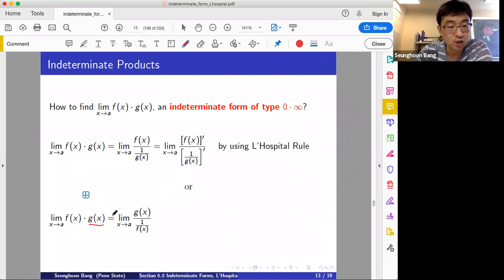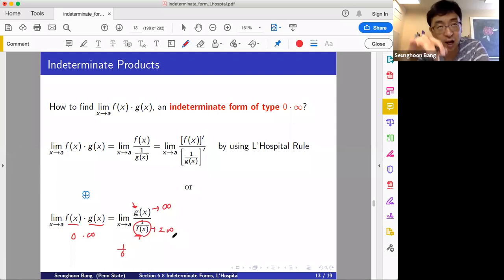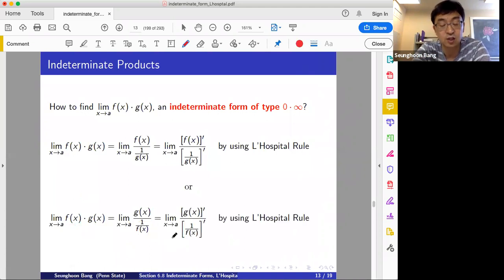Another way is here. The g of x goes to the top, and f of x goes to the bottom by using the reciprocal. We have a 0 times infinity form. g of x is infinity, and 1 over f of x is a 1 over 0 form. The 1 over 0 form has only two possible answers, positive infinity or negative infinity. What does it mean? Infinity over infinity. You have to use L'Hopital's rule. It's the whole idea.